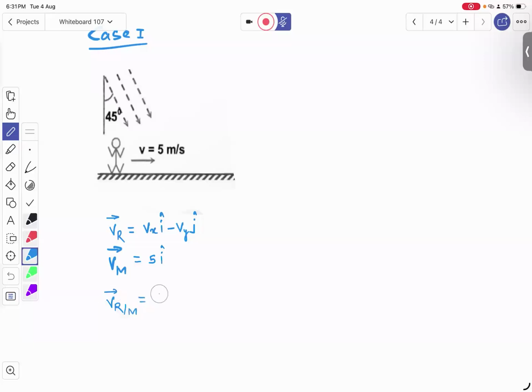So the velocity of the rain with respect to the man will be Vr minus Vm. So Vr minus Vm will be Vx i cap minus Vy j cap minus 5 i cap. And that is going to become Vx minus 5 i cap minus Vy j cap. Clear? So this thing is clear.